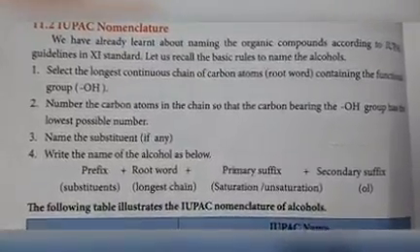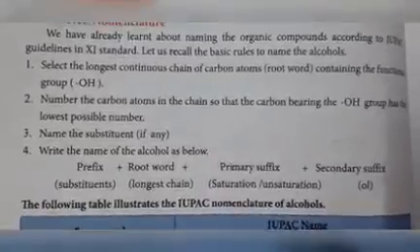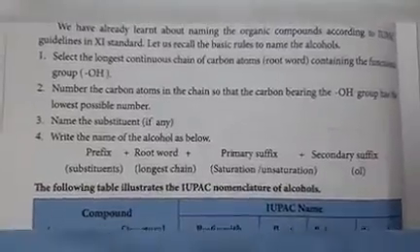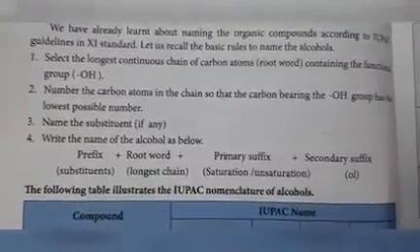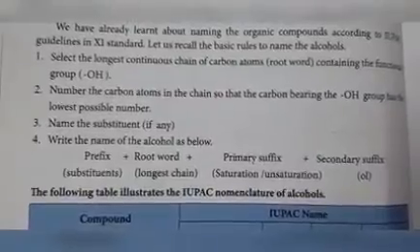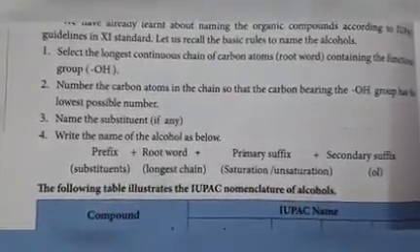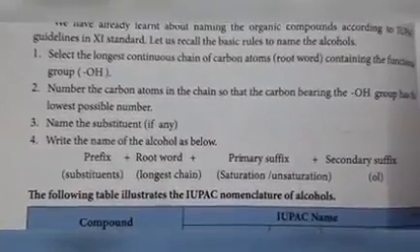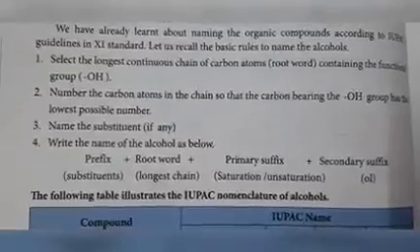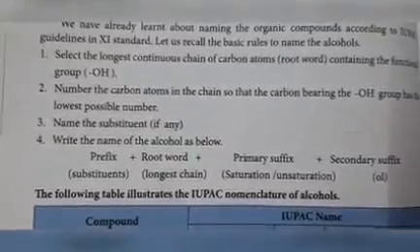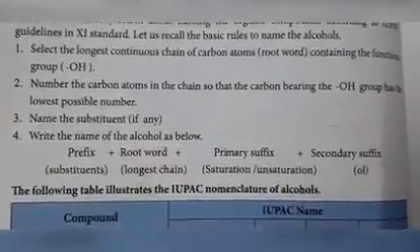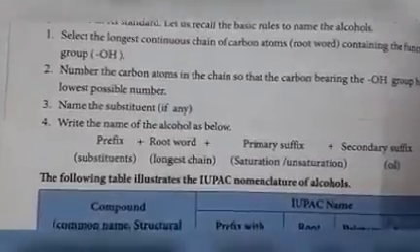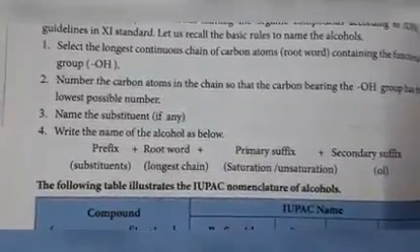Second rule, number the carbon atoms in the chain so that the carbon bearing the OH group has the lowest possible number. You can number from left to right or right to left, but the number should be the lowest possible. According to that, you select the direction. Third rule, name the substituent, if any.